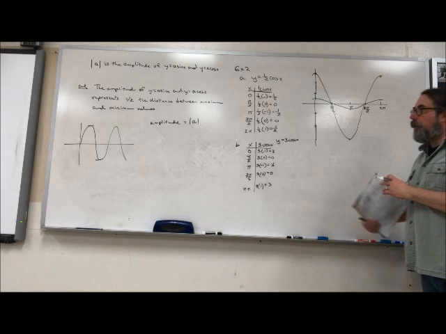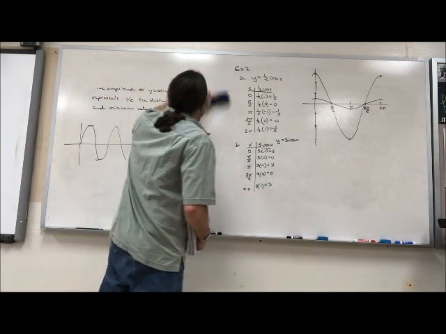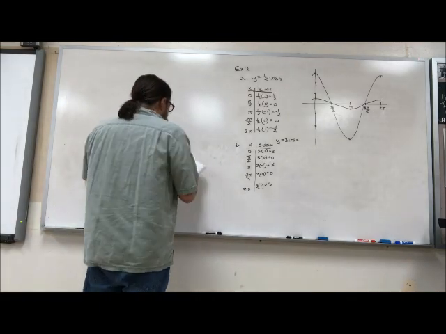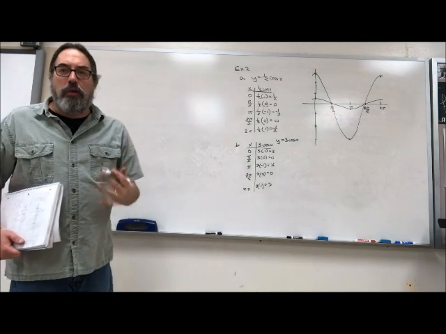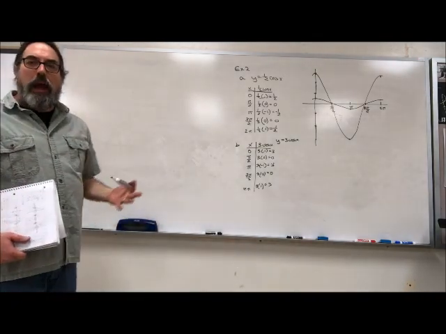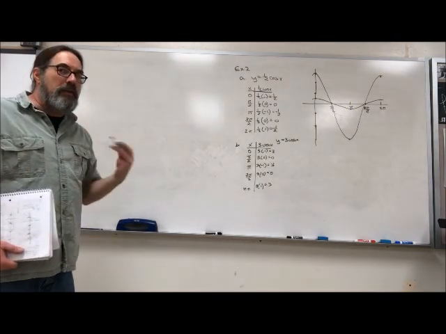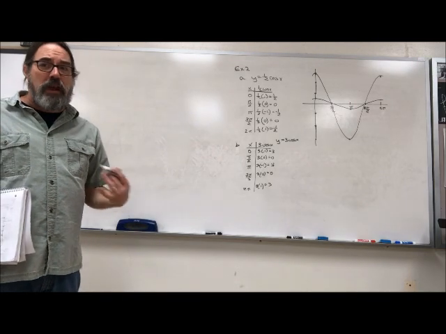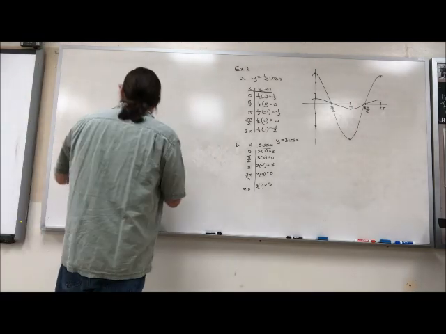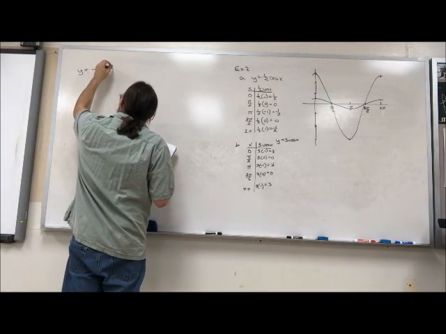Now I want to look at one other graph of cosine with an amplitude change, and that's going to be if the value of a is negative. Okay, so I haven't really talked about that. Now remember, the amplitude is the absolute value of a. So if a is a negative number, the amplitude doesn't change, but the graph is going to be different. So I want to look at y equals -3 cosine x.